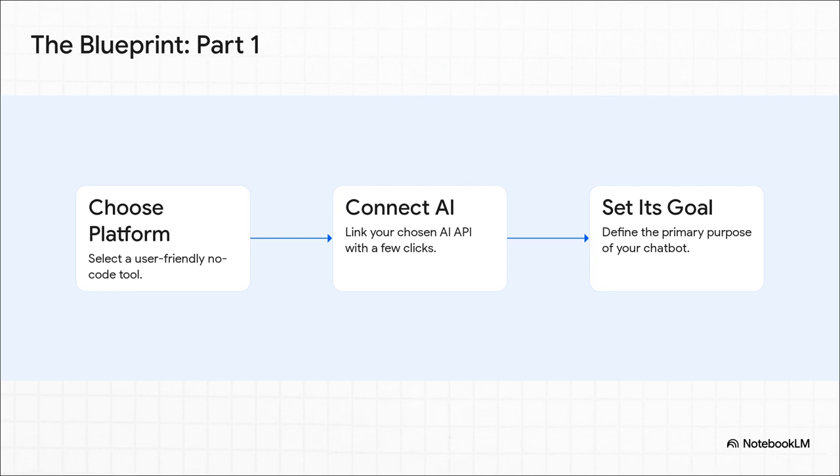So, here's our blueprint. First, you're going to pick your platform. That's your visual workspace. Then, you'll connect the AI brain, which is usually as easy as copy-pasting something. And finally, you give it a mission. What's its job? Is it a sales assistant? An FAQ bot? You decide.